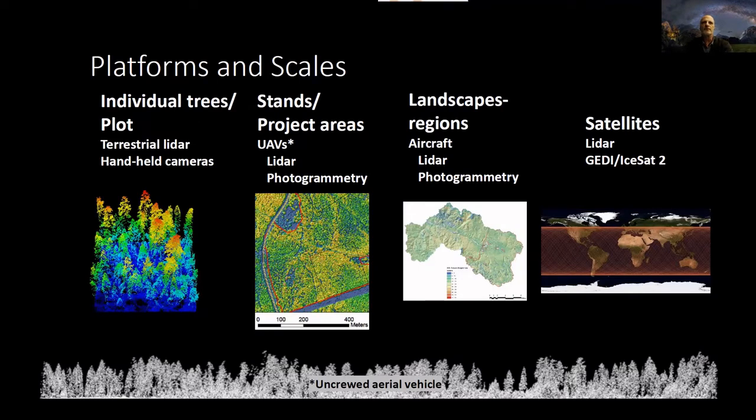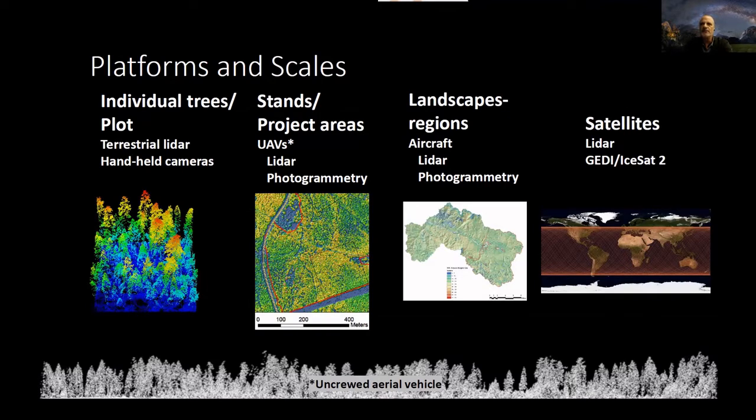So a little bit on platforms and scales. If you want to measure individual trees or fuels at a very fine scale, or the structure of either over a plot, typical methods are going to be terrestrial LiDAR or handheld cameras. If you want to study structure over a stand or a project area, for example for a treatment, the typical method would be to use uncrewed aerial vehicles, and they may carry either LiDAR units or cameras, and those cameras will take those multiple overlapping images to enable photogrammetry.